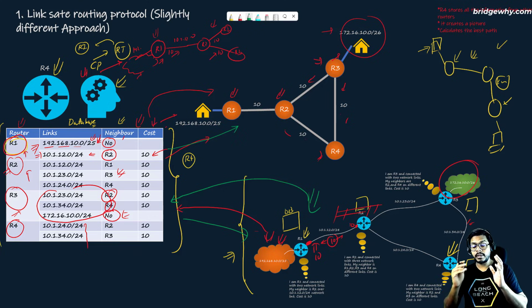It means that from R4's perspective, there are 4 routers in the topology, including me. I'm R4, and there are R1, R2, and R3. How they are connected, I have drawn it. Absolutely, we have drawn it.